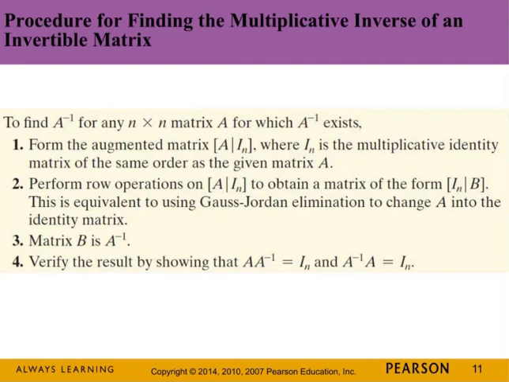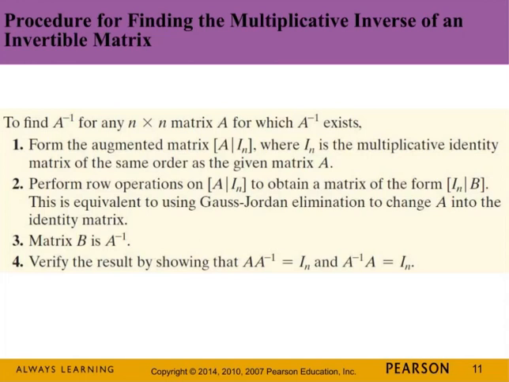So define A inverse for any n by n matrix A for which A inverse exists. First form the augmented matrix [A | I_n], where I_n is a multiplicative identity matrix of the same order as the given matrix A. Perform row operations on this augmented matrix to obtain a matrix of the form [I | B]. This is equivalent to Gauss-Jordan elimination to change A into the identity matrix. The matrix B is A inverse. Verify the results showing that A times A inverse equals the identity and A inverse times A equals the identity matrix, right?